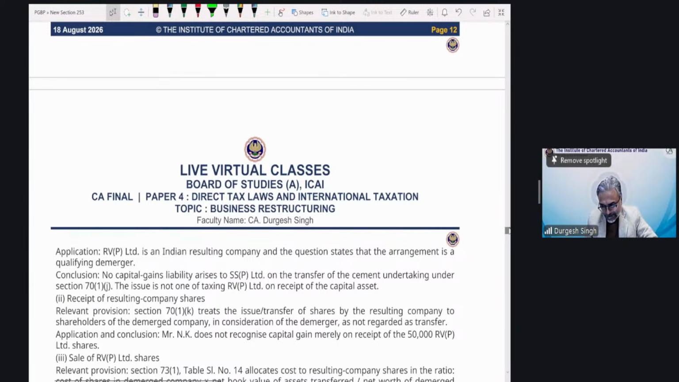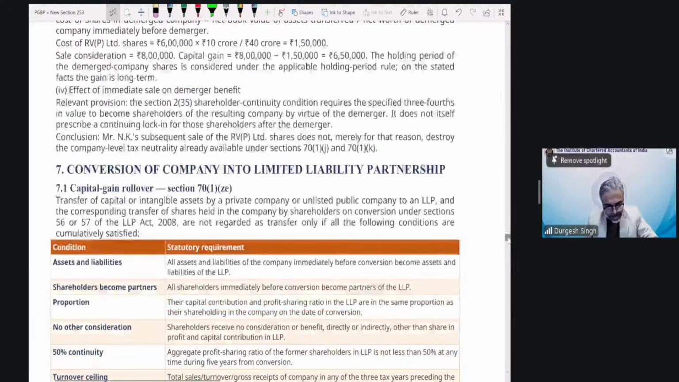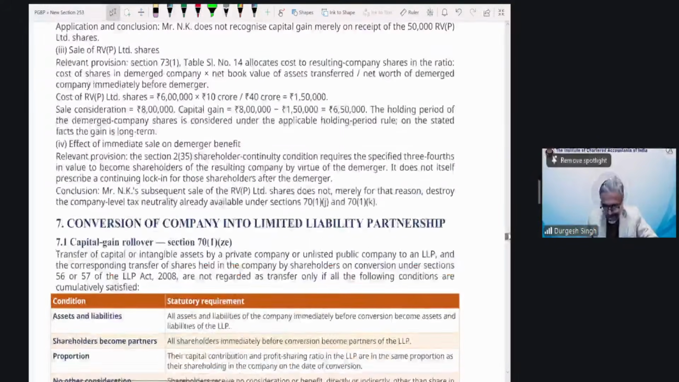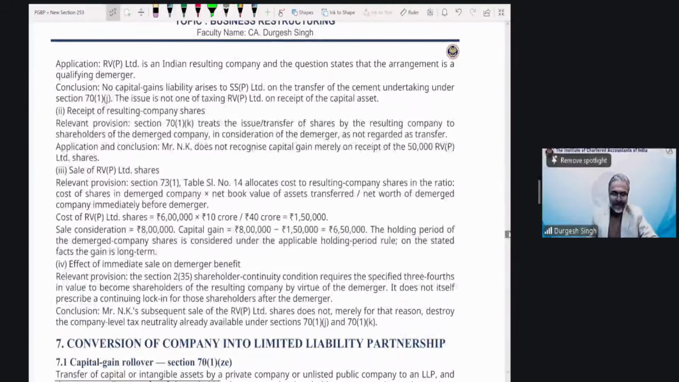Sir, ultimately, my logic is that it's kind of a father and son relationship. Although the assets are transferred from one entity to another, it's under the same family. Exactly.